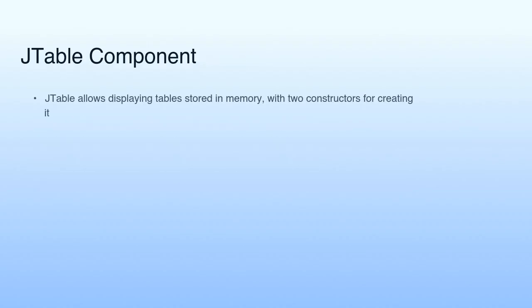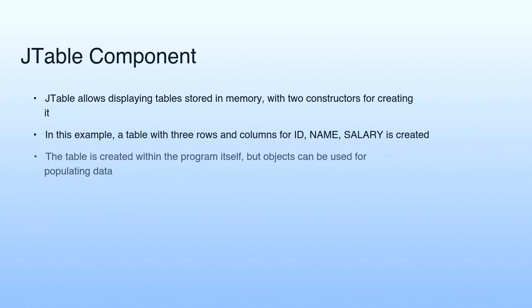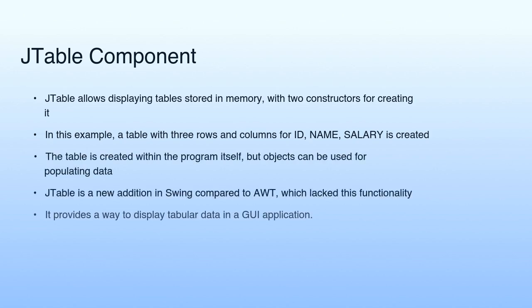JTable allows displaying tables stored in memory, with 2 constructors for creating it. In this example, a table with 3 rows and columns for ID, name, and salary is created. The table is created within the program itself, but objects can be used for populating data.